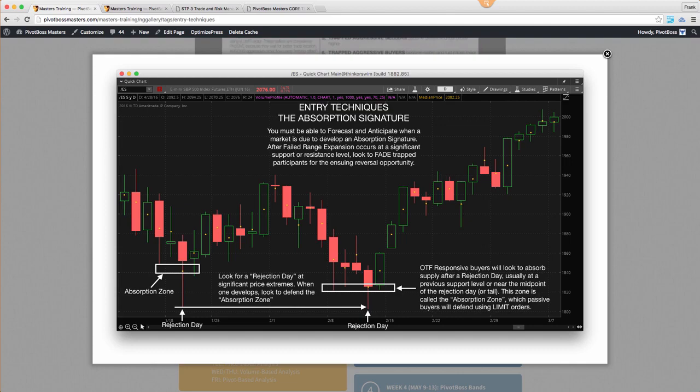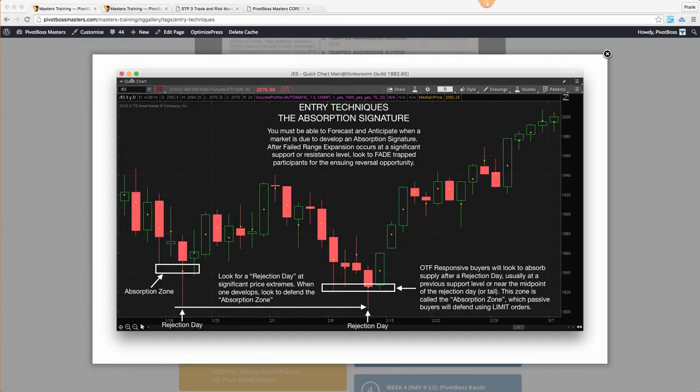And really what we're looking for is an absorption zone, an absorption zone that we can jump into where passive participants are absorbing off that level and some sort of major rejection may come in price. For the most part, we're looking for some sort of failed range expansion. So when price sees failed range expansion at some sort of significant area of support or resistance, the idea is to fade that failed range expansion for a major reversal in price.